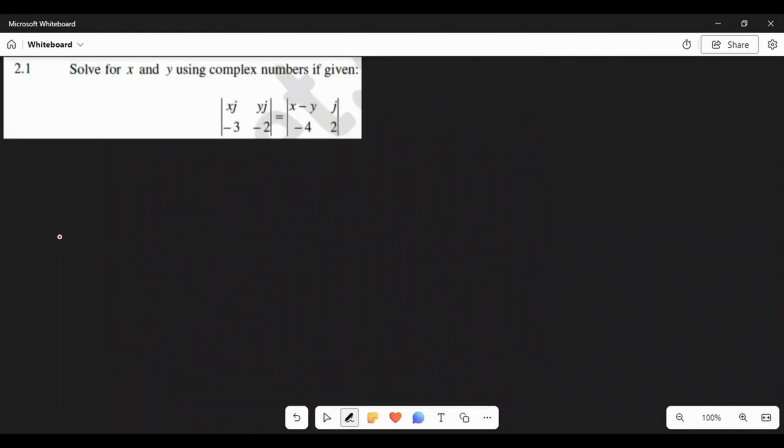All right, so this is our question 2.1. Now, in order for us to solve this question, we need to know certain things about determinants.